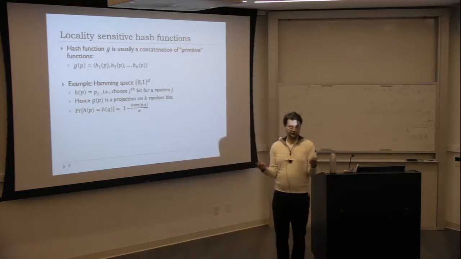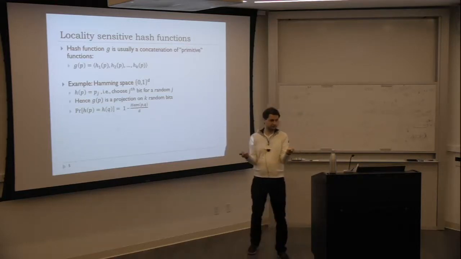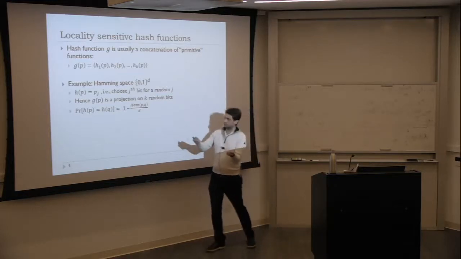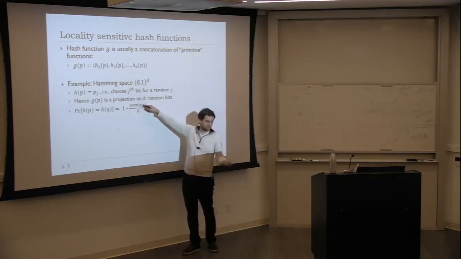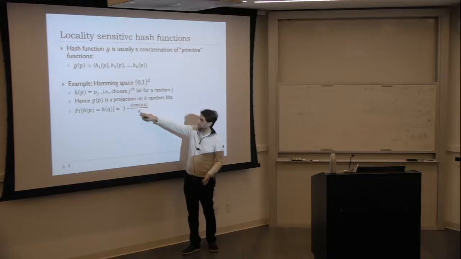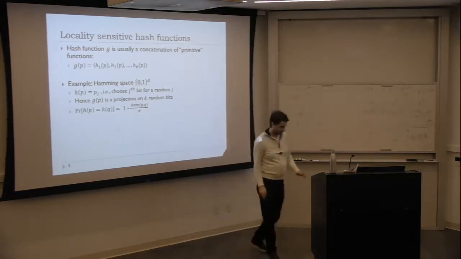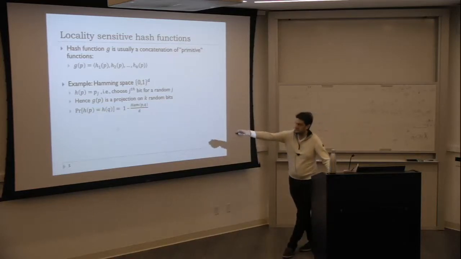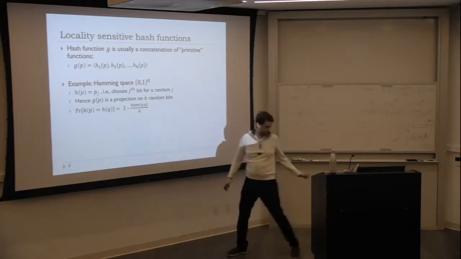What's the probability we go to different buckets? For them to go to different buckets, we must have chosen a coordinate where we differ. What is the probability that we chose a random coordinate, and in that random coordinate points p and q differ? Well, it's exactly the Hamming distance, by definition: the number of different coordinates divided by the total number of coordinates. So now this is our function, this is the graph. It decreases linearly with the Hamming distance.